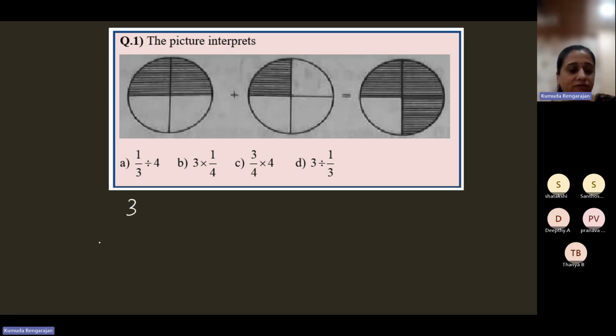So the answer is 3 by 4. The first figure represents 2 by 4, plus the second one is 1 by 4, is equal to 3 by 4. We don't find this among the options, but this can be written as 3 into 1 by 4. So the correct option is B.